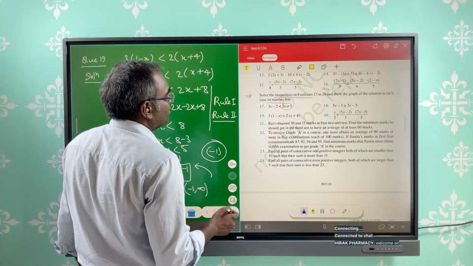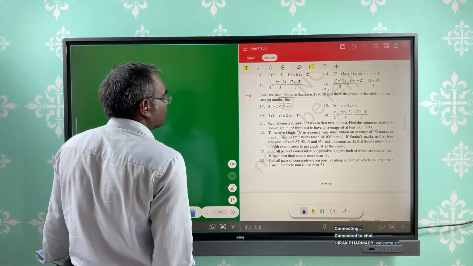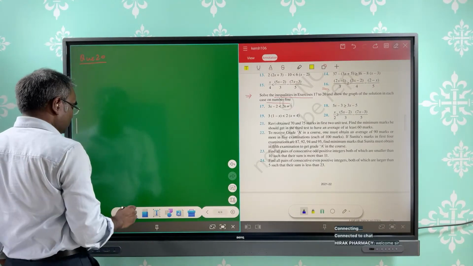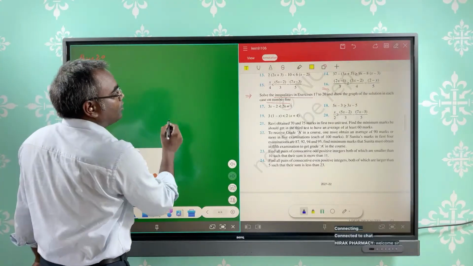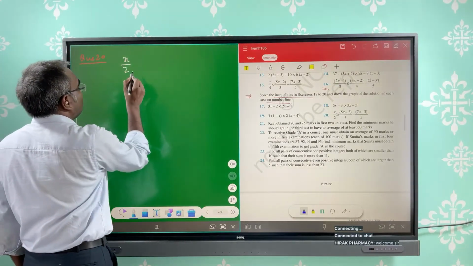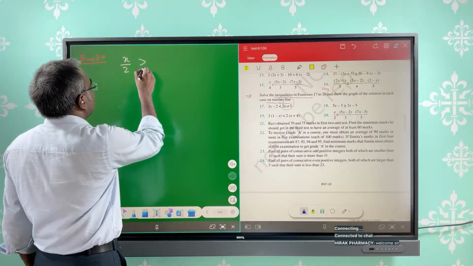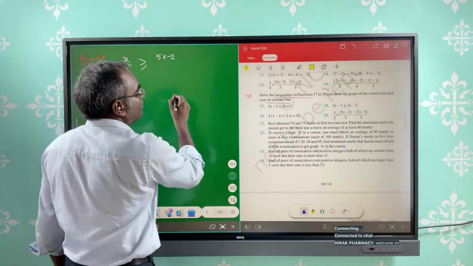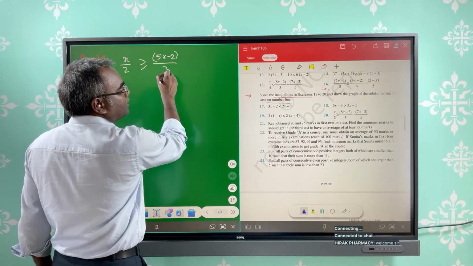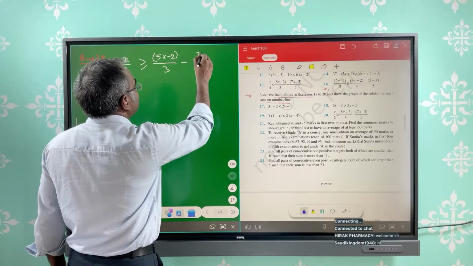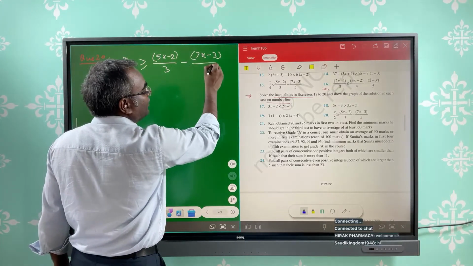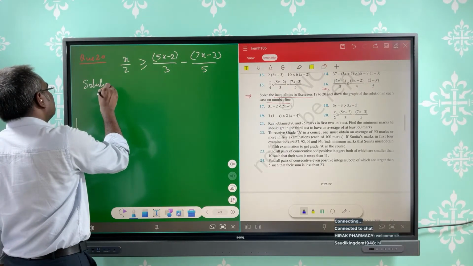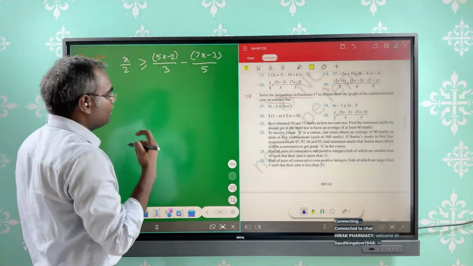So now let us solve problem number 20. We can also solve this problem by applying the same procedure, same method. x upon 2 is greater than or equal to 5x minus 2 upon 3 minus 7x minus 3 upon 5. We have to solve this inequality and afterwards plot the solutions on the number line.